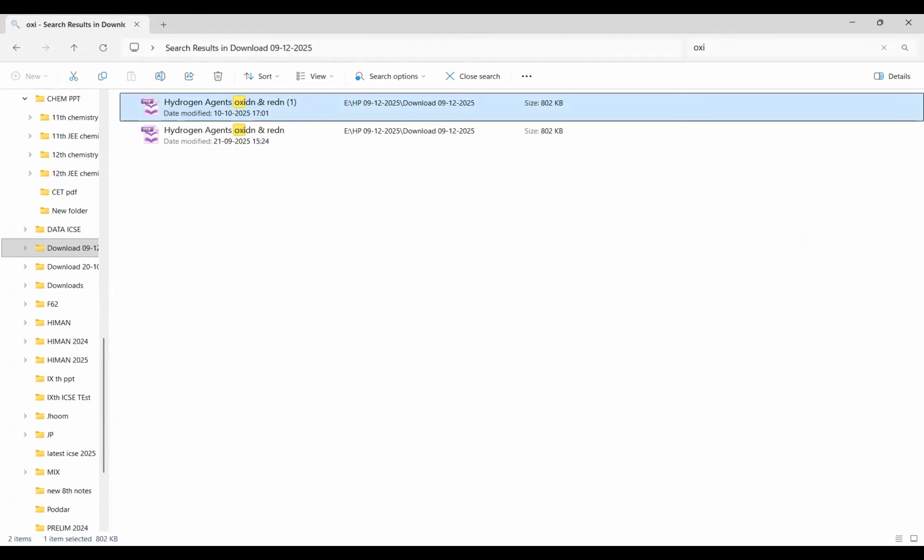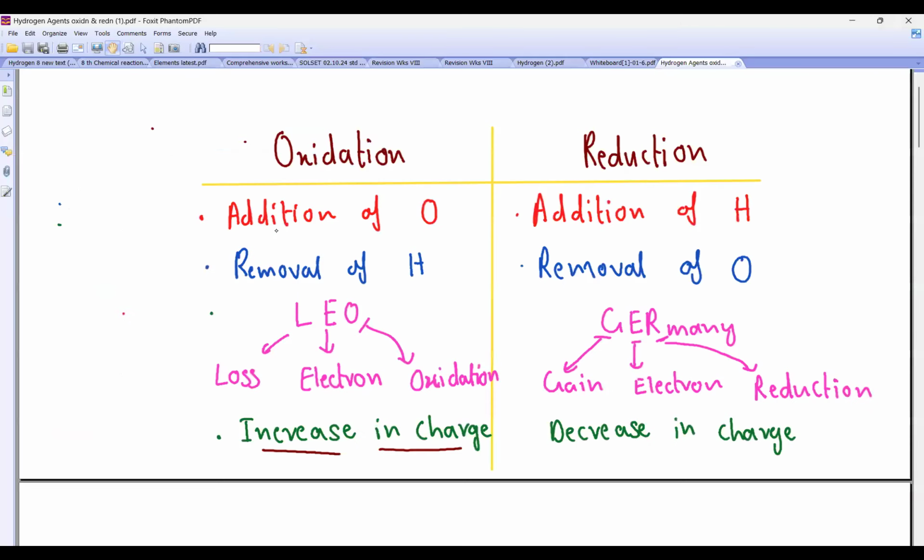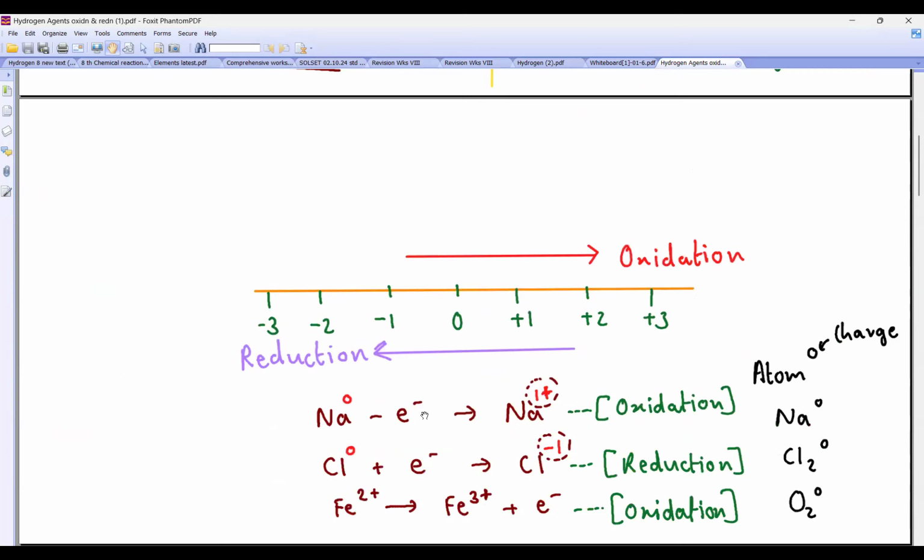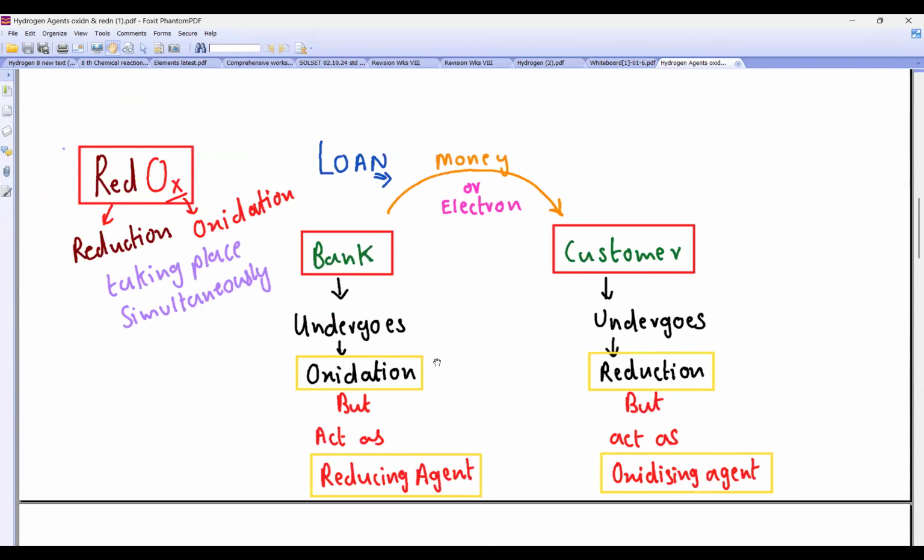Look, what is oxidation? I have given you this writing. Oxidation is addition of oxygen. Reduction is addition of hydrogen, removal of oxygen. Oxidation is LEO: loss of electron is oxidation. GER: gain of electron is reduction. Clear? Now they will give you a few reactions and they will tell you who is undergoing oxidation and who is undergoing reduction.